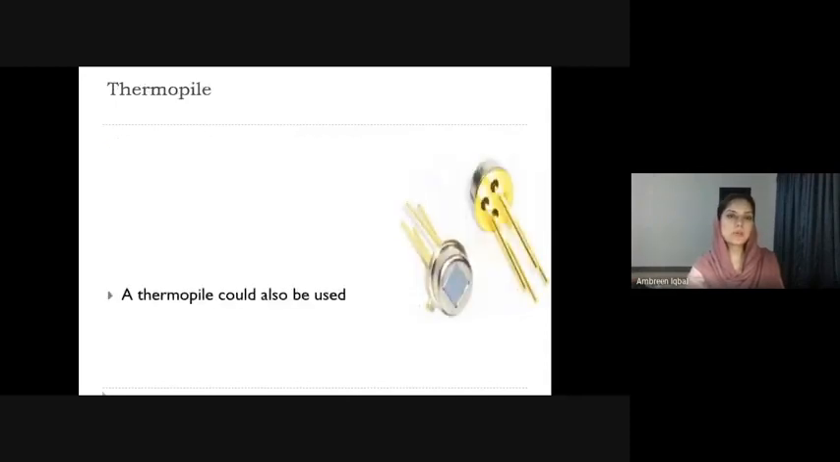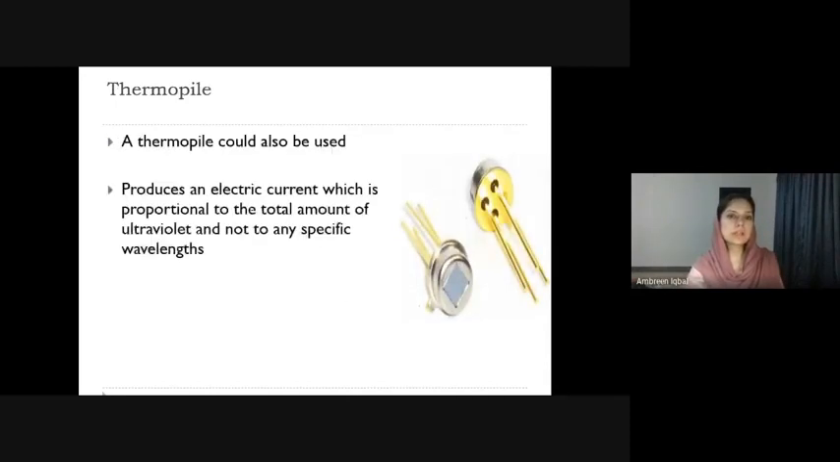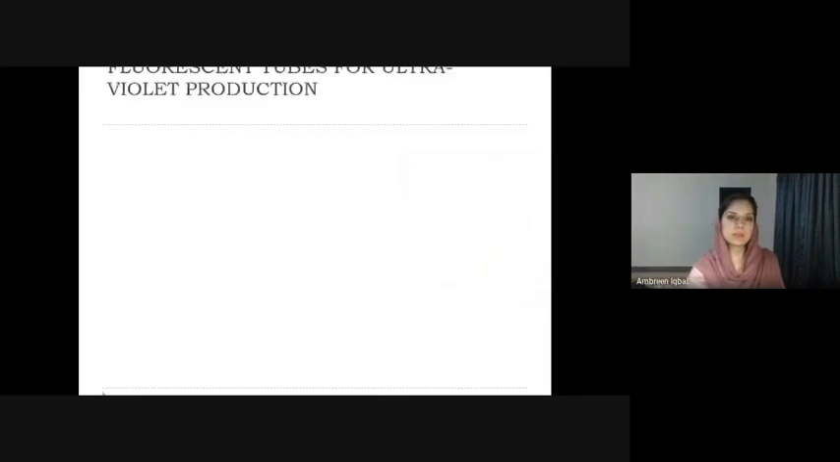The next is the thermopile. A thermopile produces an electrical current which is proportional to the total amount of ultraviolet and not to a specific wavelength. This is for the total amount of ultraviolet and not for any specific wavelength.